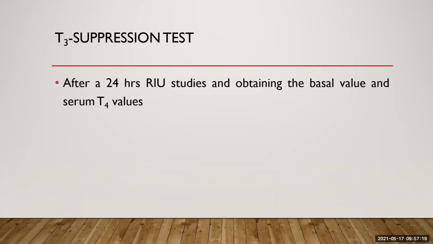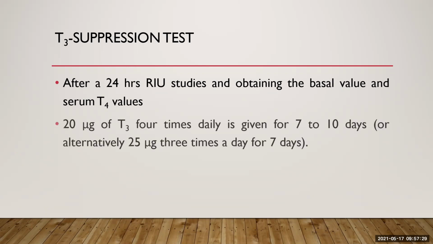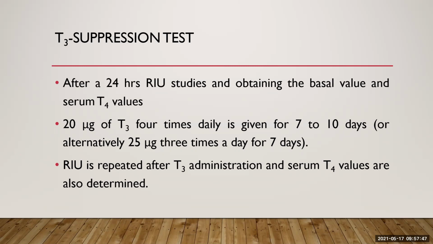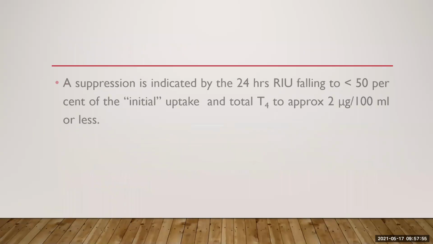So this test is conducted after 24 hours of radioiodine uptake studies and obtaining the basal value and serum T4 values. 20 micrograms of T3, four times daily, is given to the patient for 7 to 10 days. Or alternatively, 25 micrograms 3 times a day for 7 days is given to the patient. So radioiodine uptake is repeated after T3 administration and serum T4 values are also determined.